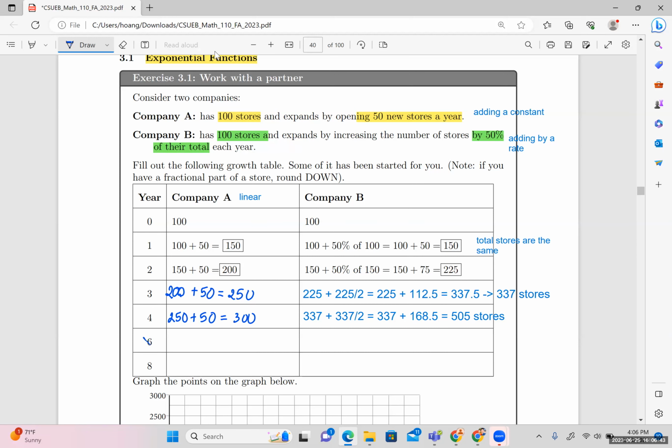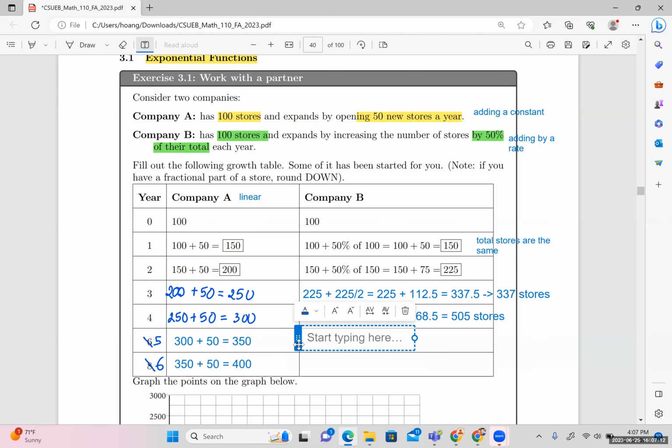So 5 here, 6 here. So I will have this one will be 300 plus 50 will be 350. And this one will be 350 plus 50 will be 400.